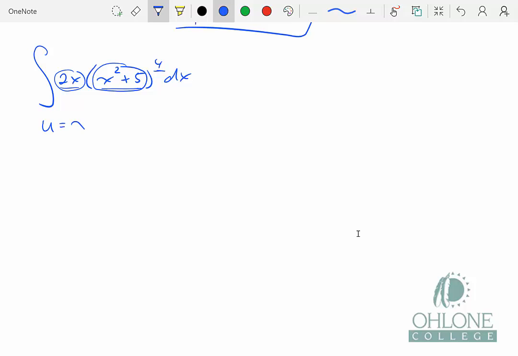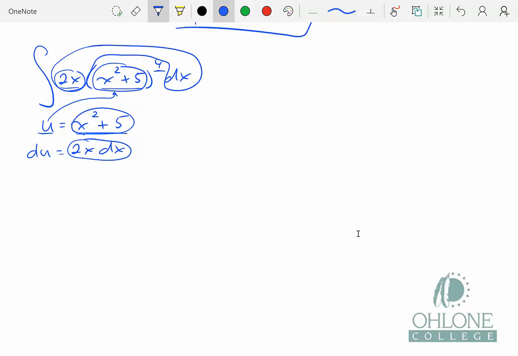So I will let u be the inside function, x squared plus 5, and then I will take what we called before the differential. That is that du is equal to the derivative of x squared plus 5, which is 2x, multiplied by dx. Now, everywhere in the integral that I see an x squared plus 5, I'm going to put a u, so that's going to go here. And then everywhere that I have a 2x dx, which is here and here, I'm going to replace that with du. So this whole integral is going to become the integral of u to the 4th du.